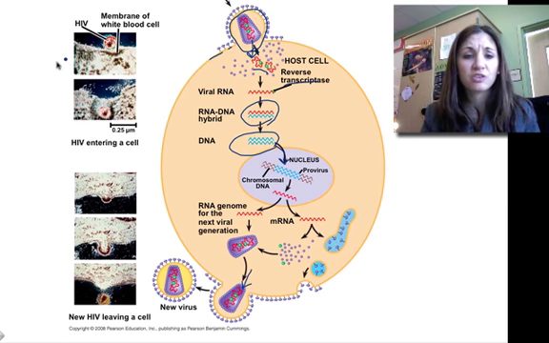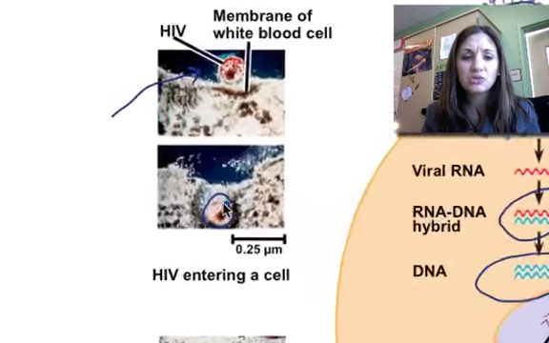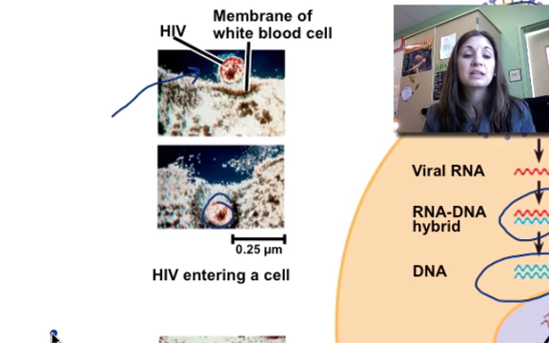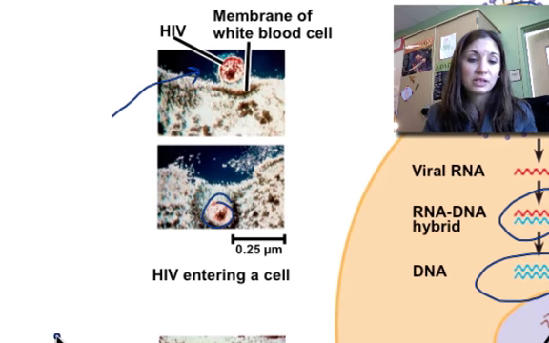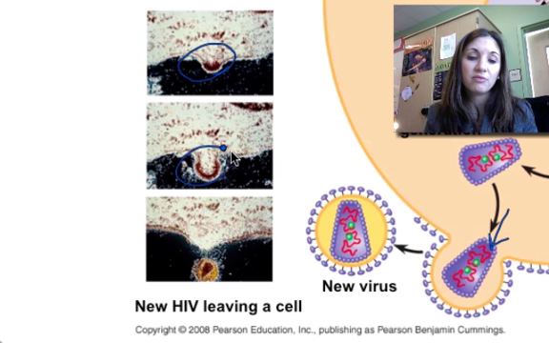And here you can see the electron micrograph images of this. Here we have HIV docking into that white blood cell. Coming into the cell, we have the capsid and the RNA that it encloses. And then those newly formed HIV viruses are going to now bud off of the cell via exocytosis.